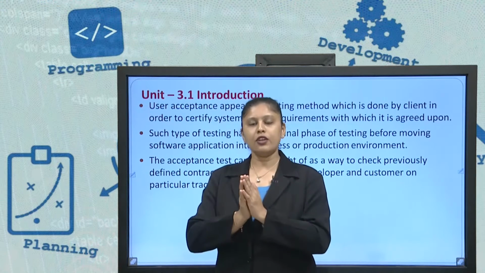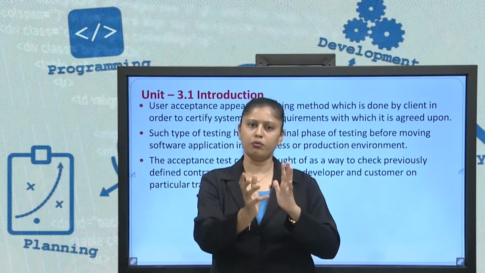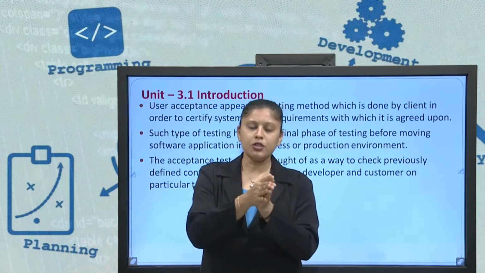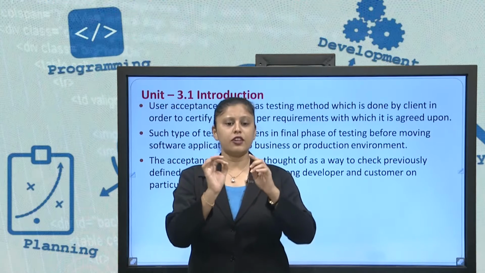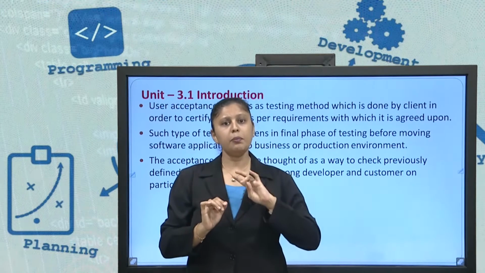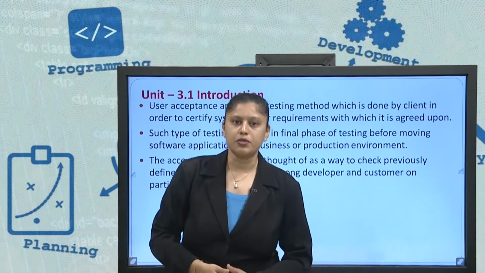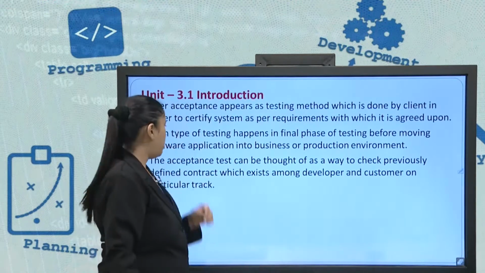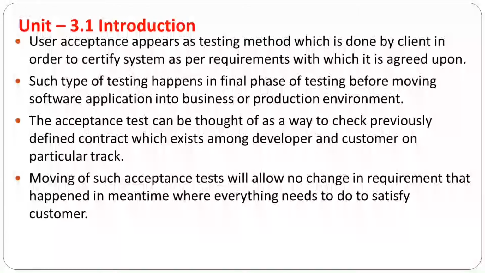That signing of the contract says that we will be giving such a product after maybe a few months. Whatever we have written and mentioned in that contract, are all those things available with the software at the final phase? If yes, then that is called user acceptance testing, and we pass through that. Moving on, such acceptance tests will allow no change in requirements in the meantime, where everything needs to be done to satisfy the customer.